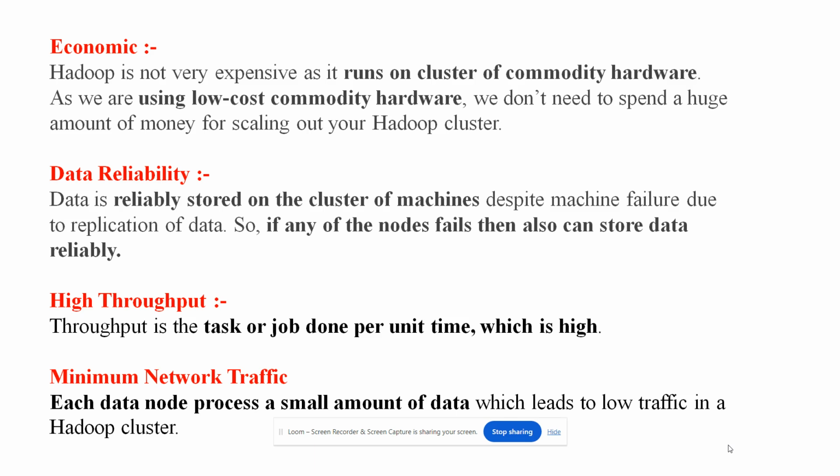High throughput. Actually, throughput is the task or job done per unit time. Because there are many devices, the throughput is high over here.